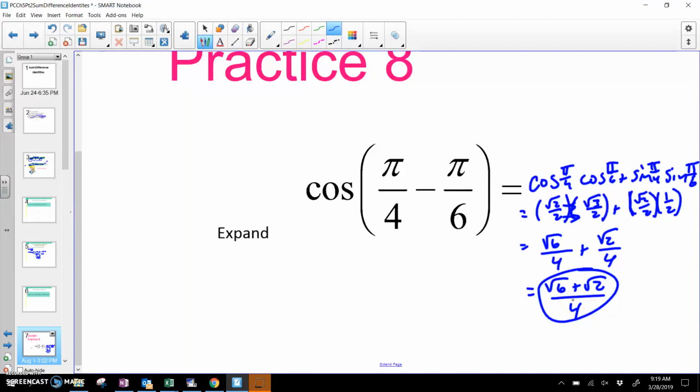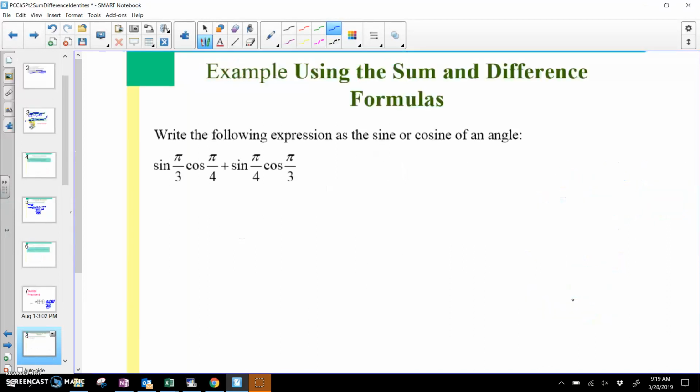All right, so we can also use the sine one. Again, we just have to remember the sign here. So sometimes you're given the expanded form, and you can write it as a sine or cosine of an angle, so as a single thing.